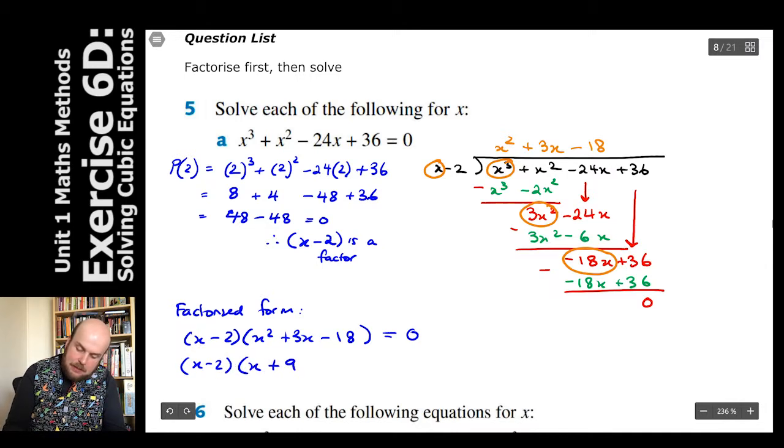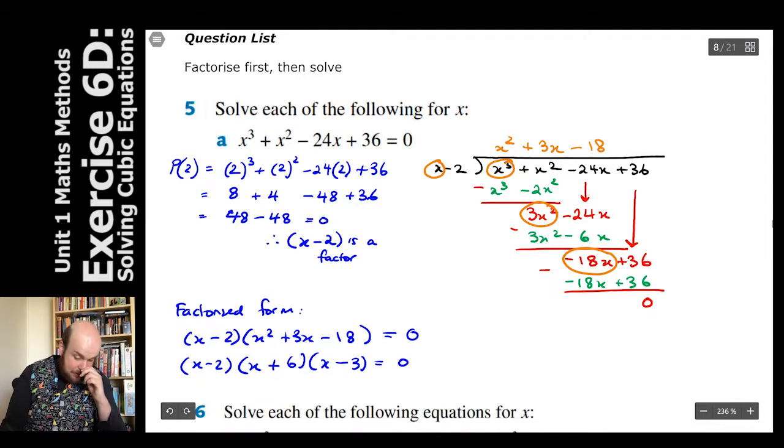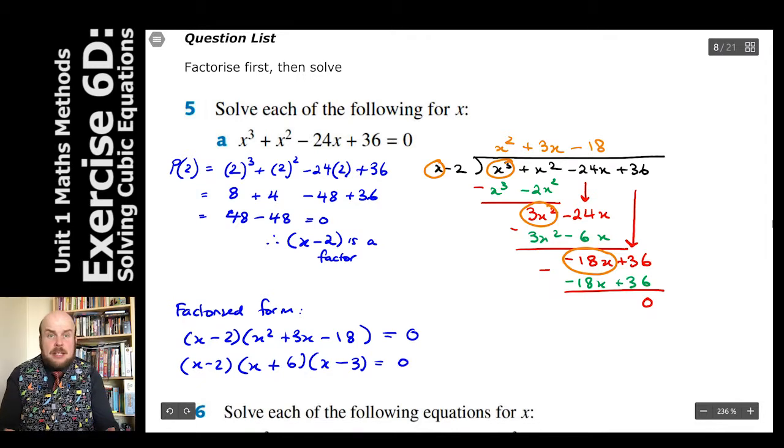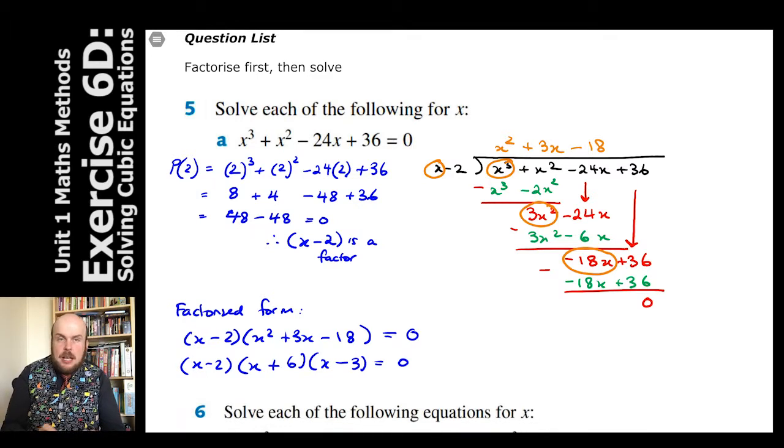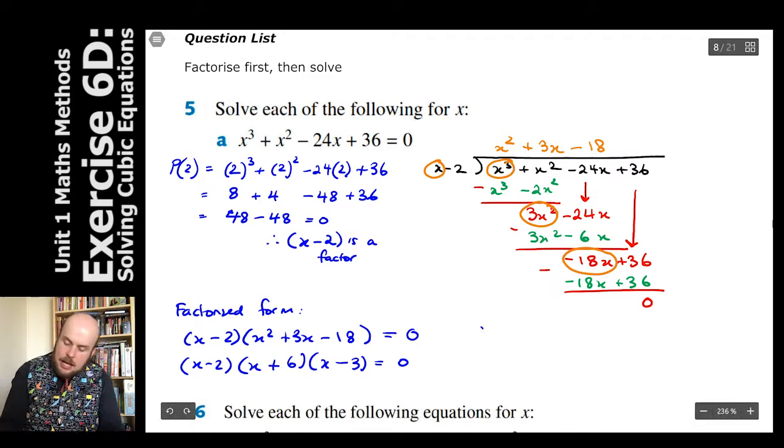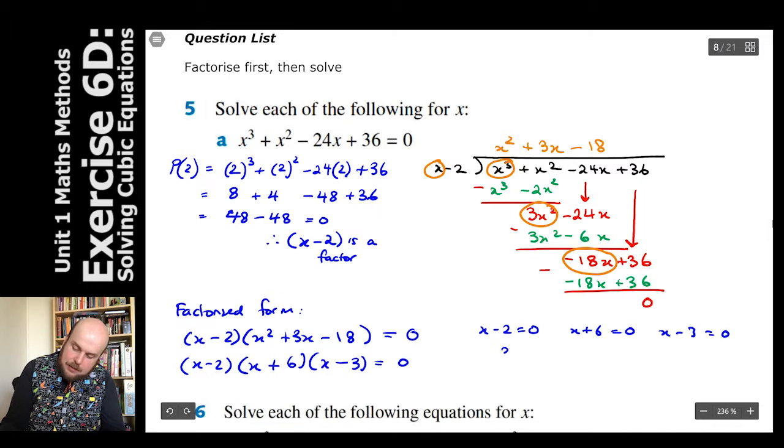x plus, no, x plus 6, x minus 3. There we go. And now we just need to make each of those brackets equal to 0. So we're using the Null Factor Law. If you remember, the Null Factor Law is that if I've got two brackets equal to 0, it means one bracket equals 0 or the other bracket equals 0. So therefore, either x minus 2 equals 0, x plus 6 equals 0, or x minus 3 equals 0.